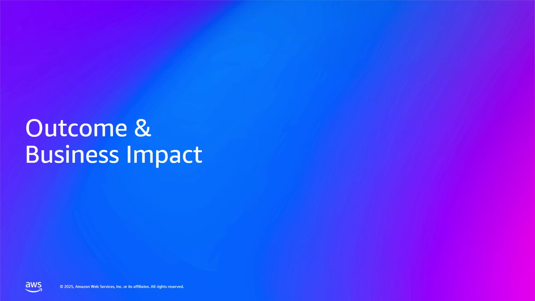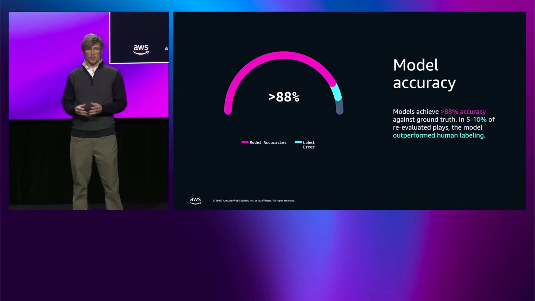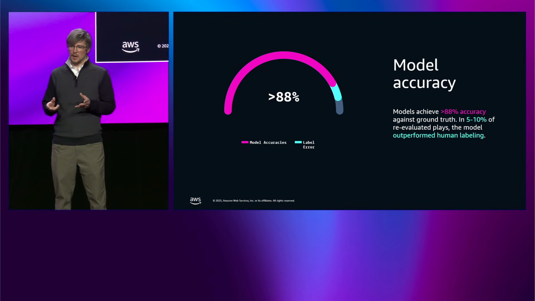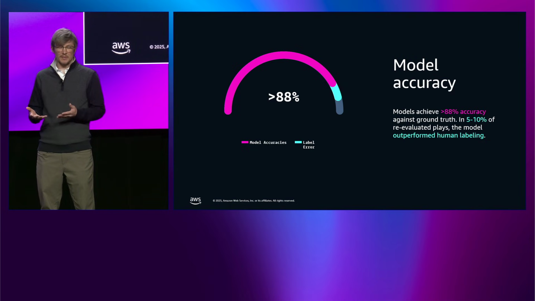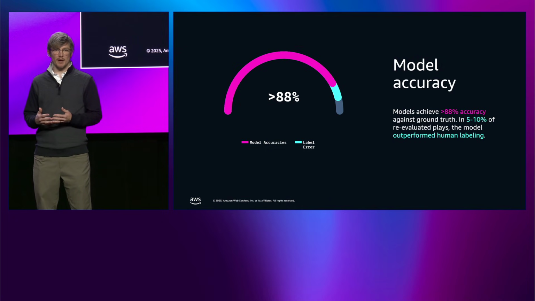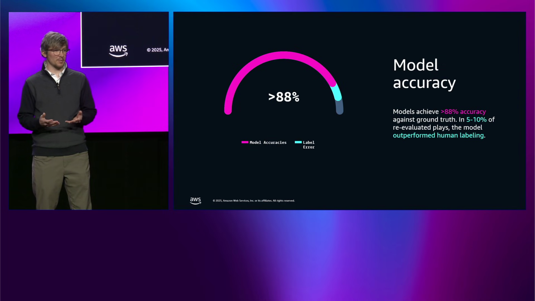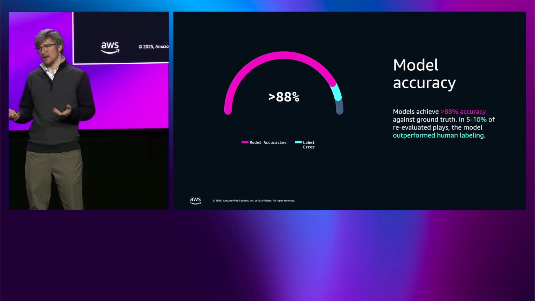Yeah, so these models are quite performant. Altogether, the three models do generally achieve greater than 88% accuracy. However, when we reevaluated the models' performance against a sample of 100 plays, we actually found that 5 to 10% of the data was mislabeled. That means that when accounting for human error, our models are actually achieving prediction accuracies of about 95%. That means ultimately that we're outperforming human levels of accuracy.